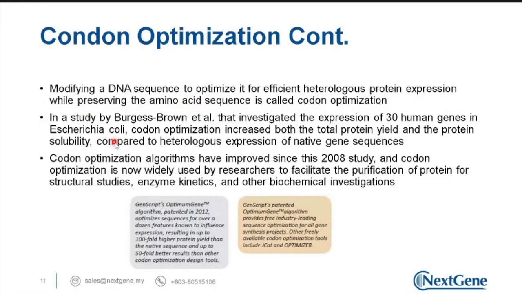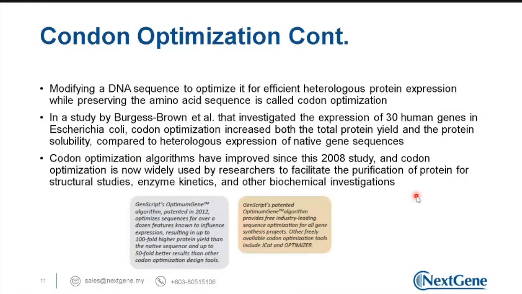In a 2008 study by Burgess-Brown, they investigated the expression of 30 human genes in E. coli. They compared the results of codon optimized sequences versus the native sequences, and they found that the total protein yield and solubility were much improved for the optimized sequences. Since then, the algorithms have been improved and are now widely used by researchers to facilitate the purification of protein for various studies.